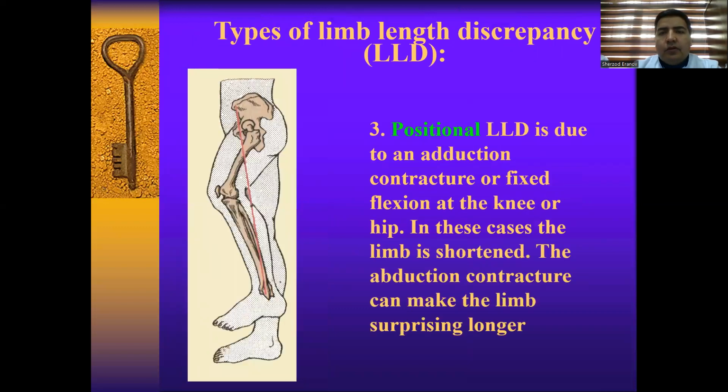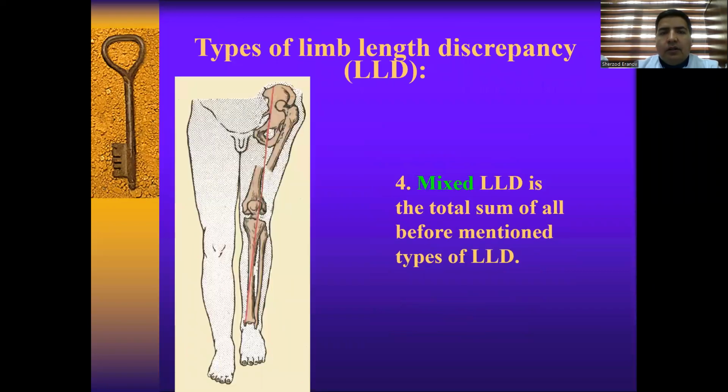Third one, positional LLD, is due to an adduction contracture or fixed flexion at the knee or hip. In these cases, the limb is shortened. The abduction contracture can make the limb surprisingly longer. And fourth one, mixed LLD, is the total sum of all before mentioned types of LLD.